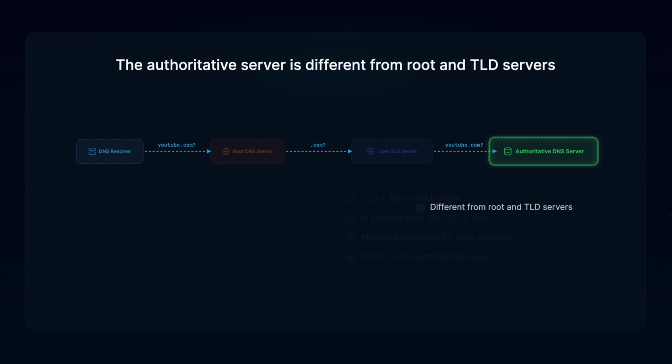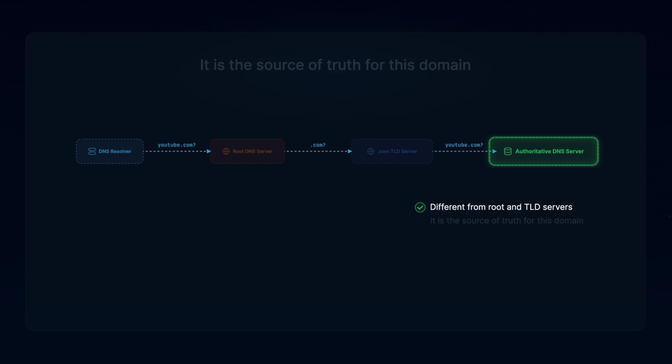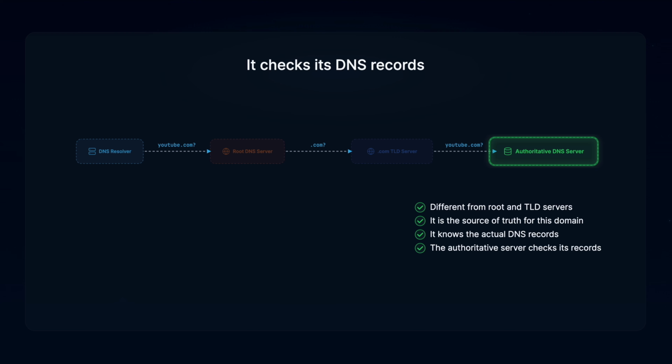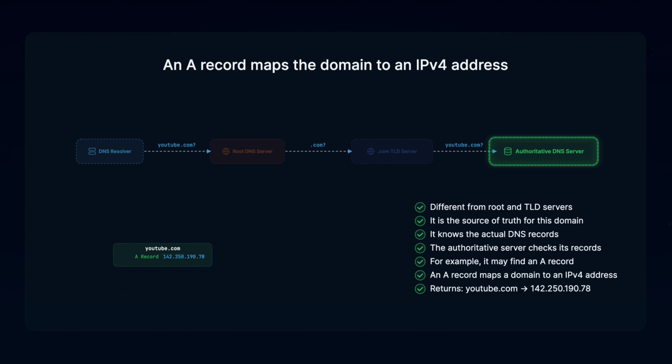This server is different from the root and TLD servers. It is the source of truth for this domain. It knows the actual DNS records for youtube.com. So when the resolver asks for the IP address, this is the server that can finally return the answer. The authoritative server checks its DNS records. For example, it may find an A record. An A record maps a domain name to an IPv4 address. So the authoritative server returns the answer: youtube.com maps to this IP address. Now the resolver finally has the information it was looking for.